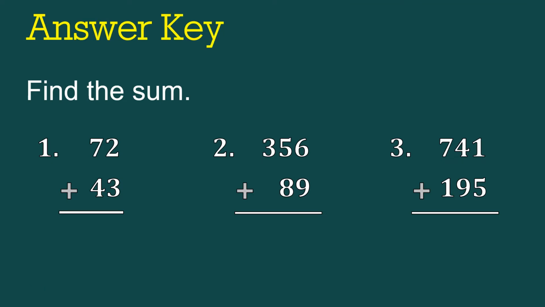Here are the correct answers to the questions. 72 plus 43 is equal to 115. 356 plus 89 is equal to 445. 741 plus 195 is equal to 936. Are you getting the hang of it? Great!